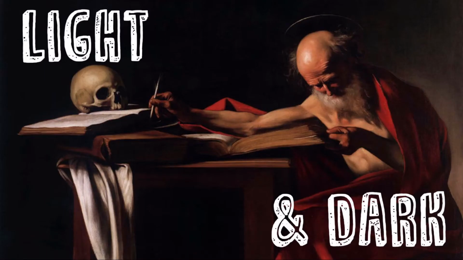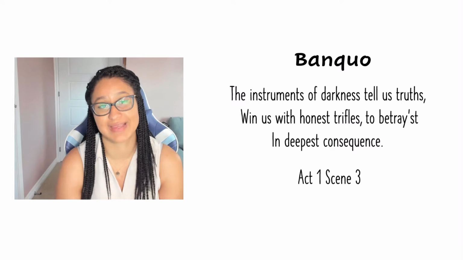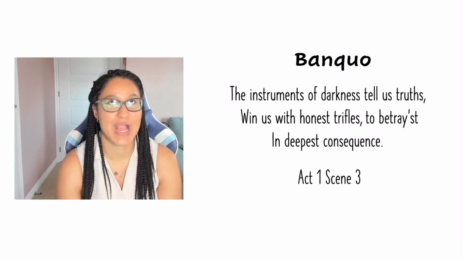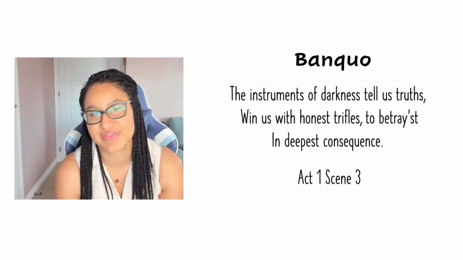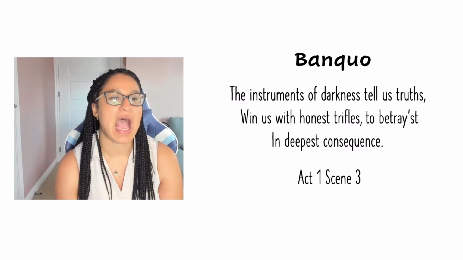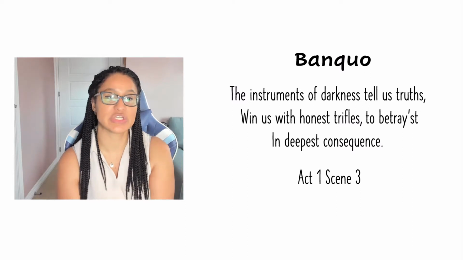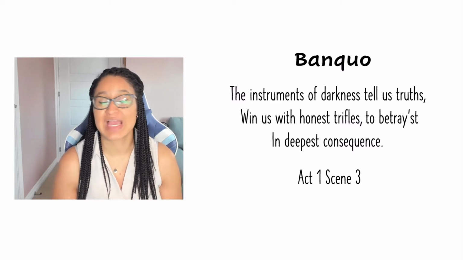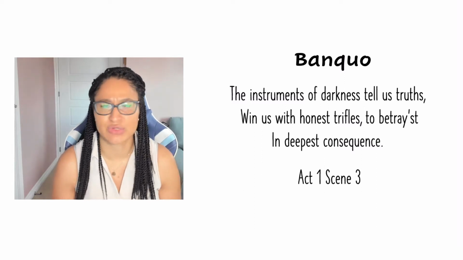Light and dark. The symbolic significance of light and dark is pretty classic. Light equals good, dark equals bad. And we see that in this quote from Act 1, Scene 3. Banquo and Macbeth have just met the witches for the first time, and they've just given Macbeth the initial prophecies saying that he's going to be Thane of Cawdor and he's going to be king. And Banquo warns him that the instruments of darkness tell us truths, win us with honest trifles to betray us in deepest consequence. In other words, witches will tell us what we want to hear, give us some good things, so that they can later down the line betray us in a really bad way.